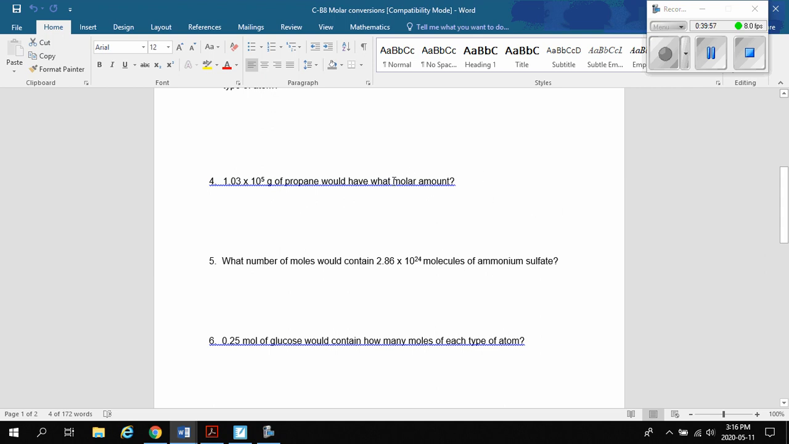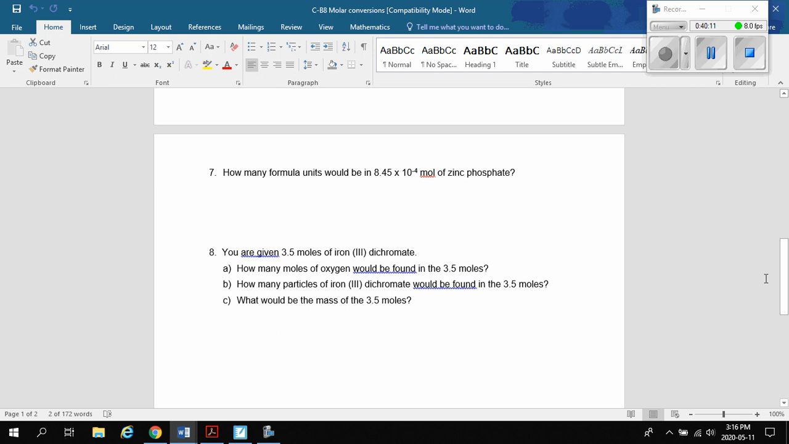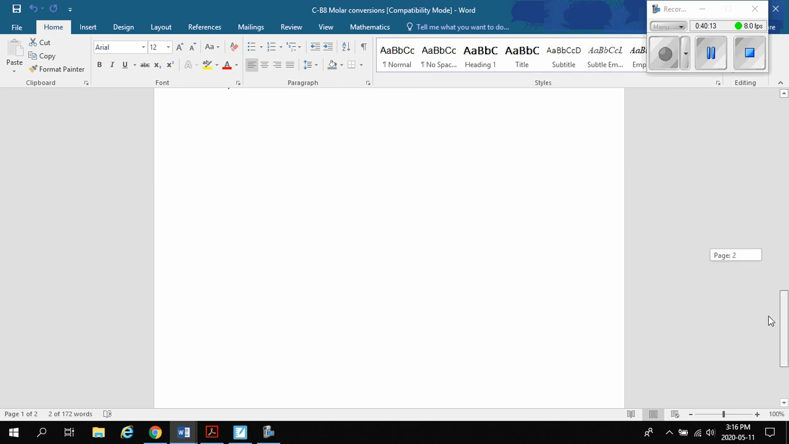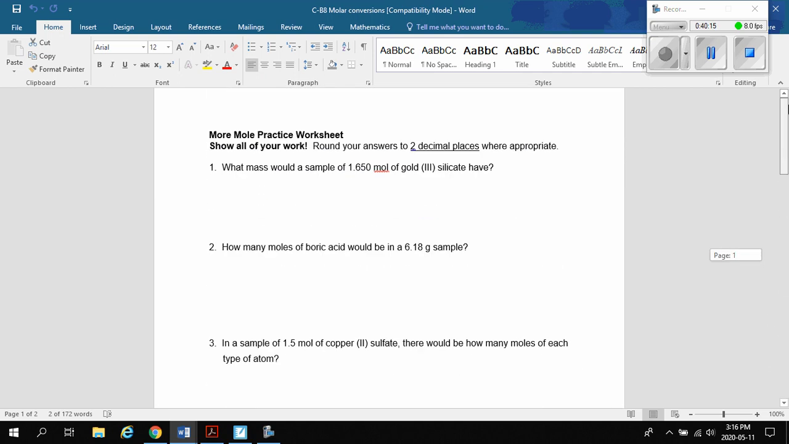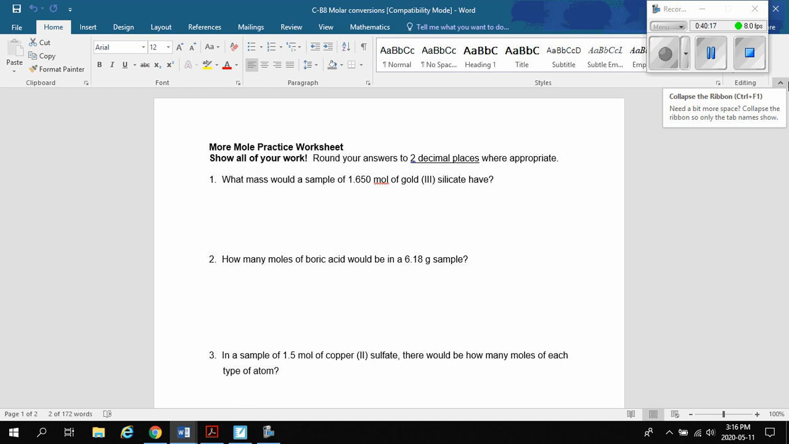Sorry, that's kind of confusing. How many moles? So that's your n value. What number of moles would contain 2.86? So this is an Avogadro's number question, and so on. So those are your last couple of questions. It just goes up to 8 there, I believe. So do that worksheet, and then that's the last worksheet for marks for chemistry.